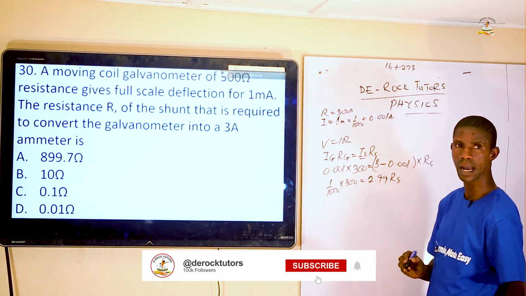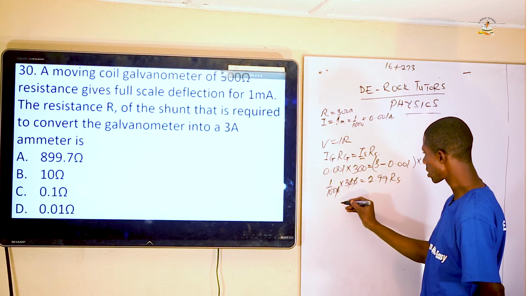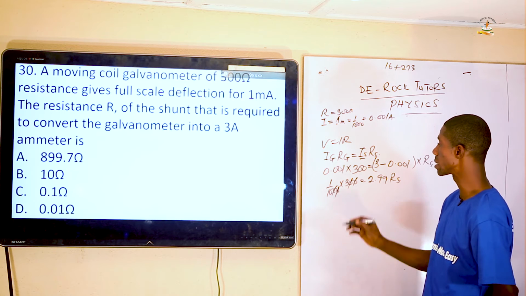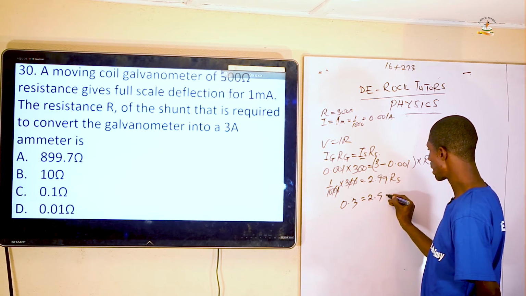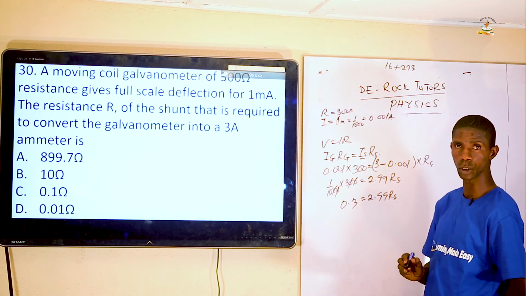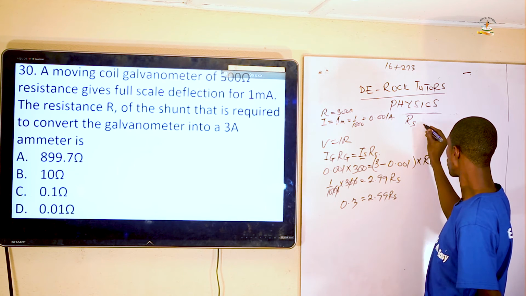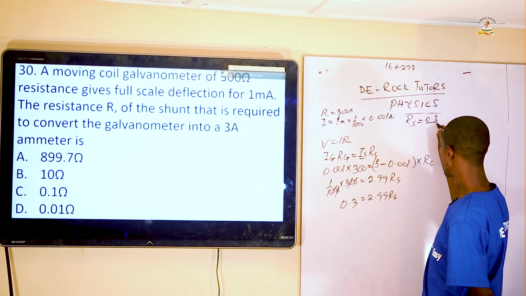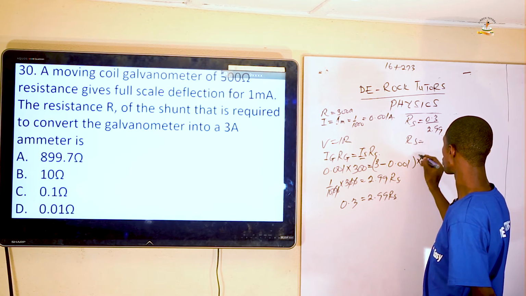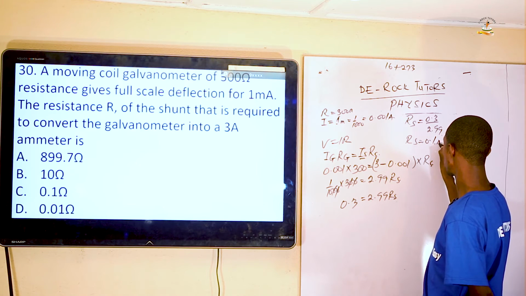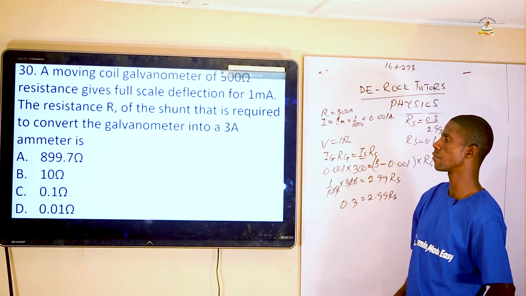Then Rs now for the resistance in the shunt. So this cancels out, this also cancels out. So what we are left with now is 3 over 10, that will give us 0.3 equals 2.999 times the resistance in the shunt. So making the resistance in the shunt the subject of the formula, we have 0.3 over 2.999. So the answer will give us 0.1 ohms, which is option C there. So we have option C.